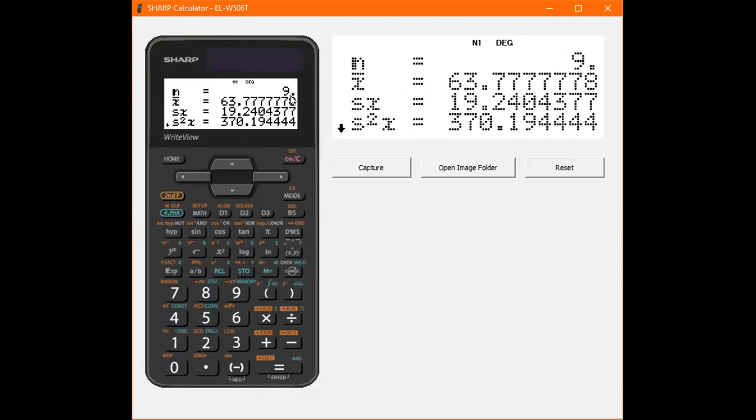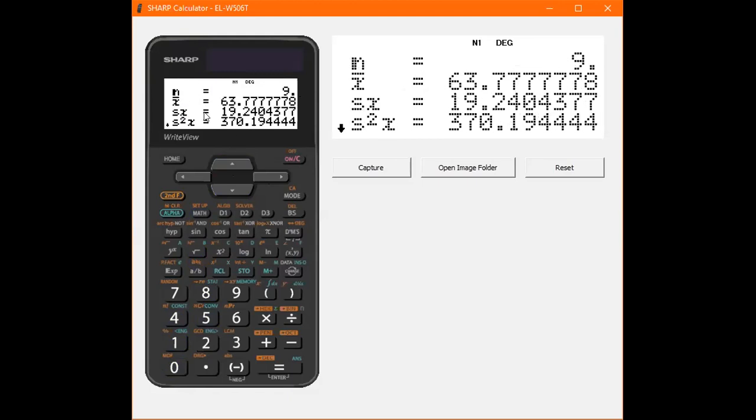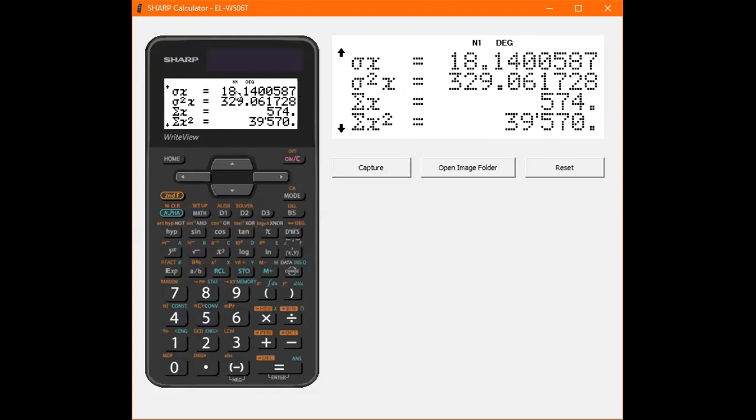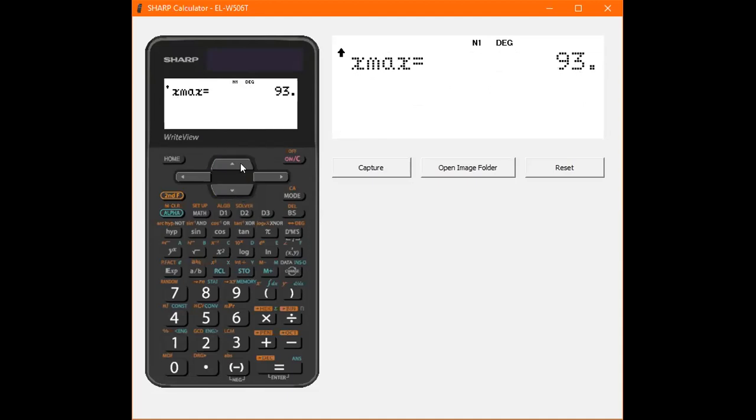So you'll see there are 9 observations. Our average is 63.777. Our standard deviation is 18.14. Remember to use the sigma x and not the sx because the formulas are different. We use the standard formula in high school, so you just need to make a note that it's the sigma x and not the sx. There's your sums, and of course your 5-number summary: your minimum, quartile 1, median, quartile 3, and your maximum. It's all there for you, easy peasy, nothing to stress about.